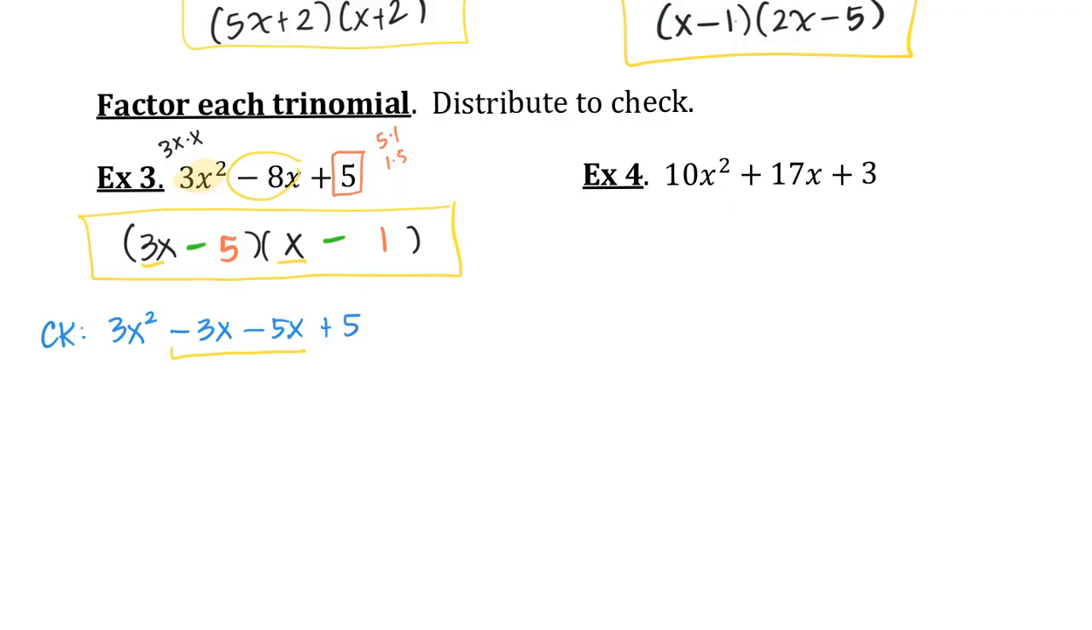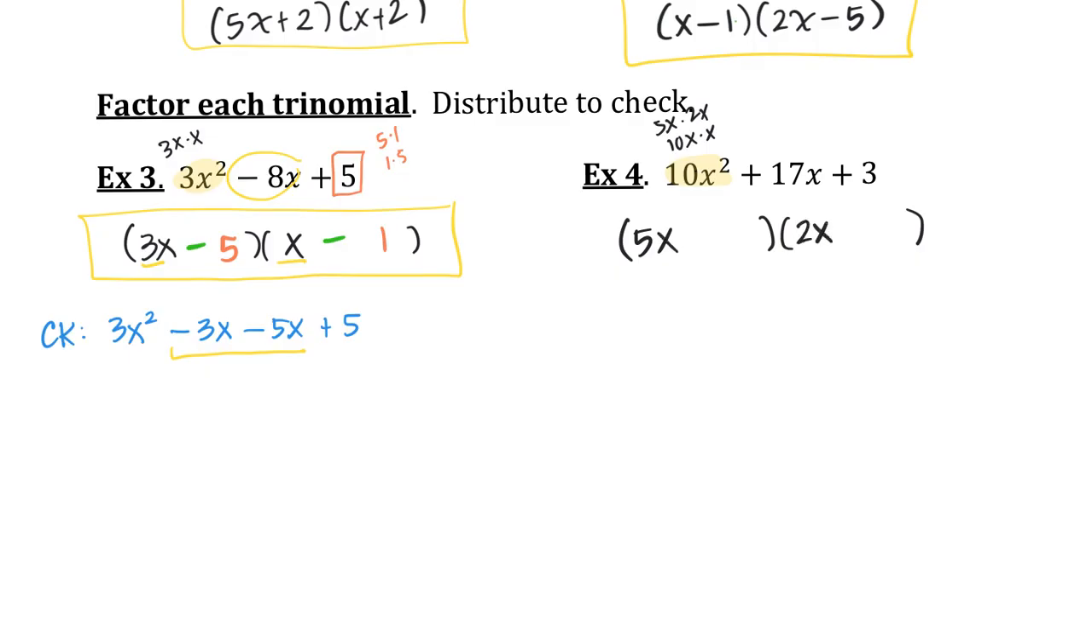Okay, let's try one more example, and then you'll try it on your own. Let me see. I am going to go ahead and set it up. Let me just look at the first term. What do I times to get 10x to the second? Well, I could do 5x times 2x, or I could do 10x times x. What do you think? Let's try 5x and 2x. But I'm just guessing. If I'm wrong, I'll just change it later.